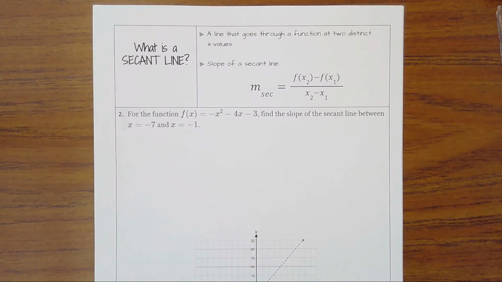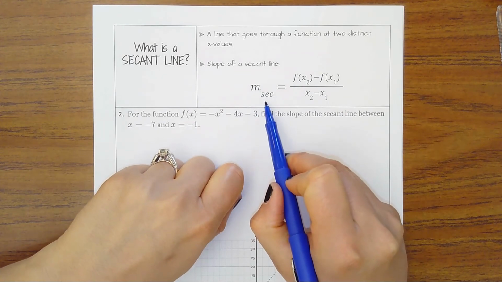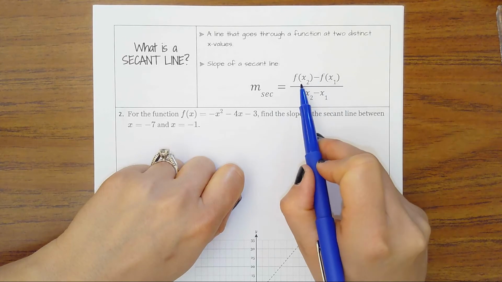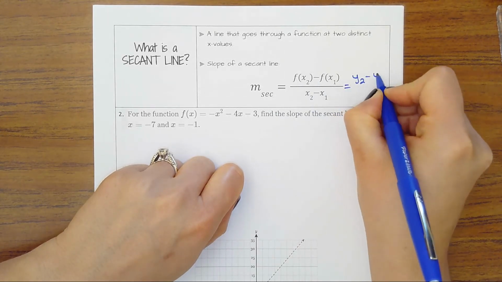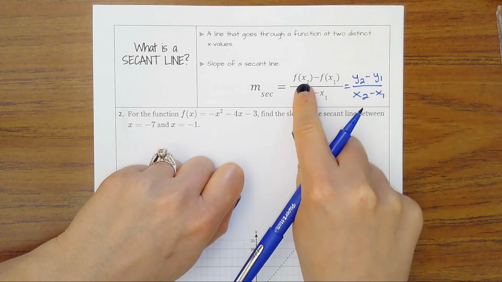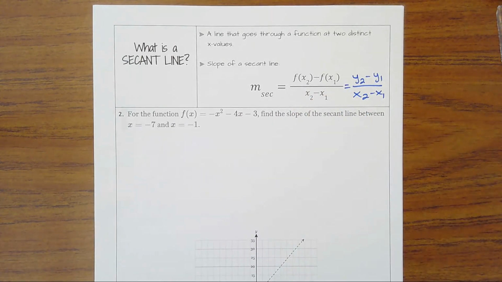On the back of that page, it says, what is a secant line? A secant line is really just a line that goes through a function at 2 distinct x values. And so you'll start to see this equation as well. To find the slope of the secant line, it says f of x2 minus f of x1. That is just really the same as saying it's y2 minus y1 over x2 minus x1. So seeing this is really a y value of that second x value.